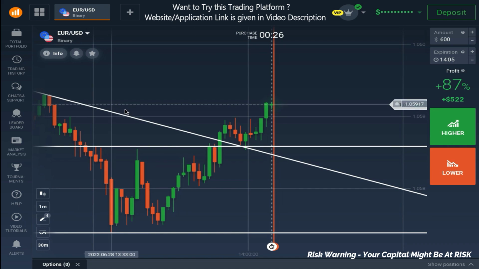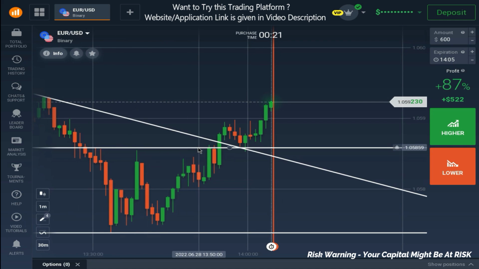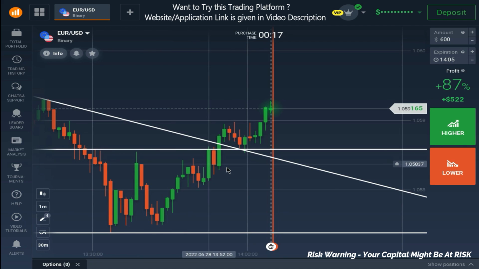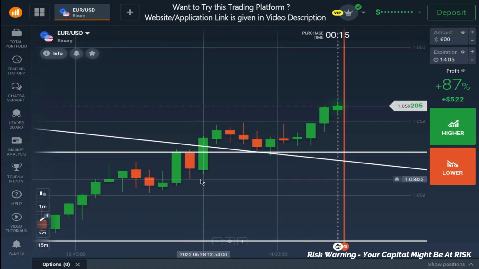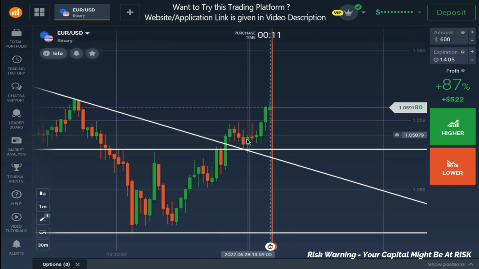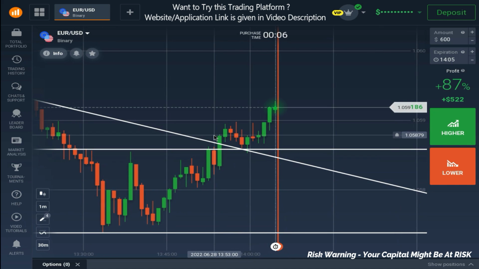I waited for a breakout. We got a breakout from the trend resistance and from the horizontal level. The price action was in our favor. We got two breakouts, we got good candlestick confirmation, and we were trading in the direction of the trend, and you can see the market is going up smoothly, and that is the whole reason why I took a call trade here.